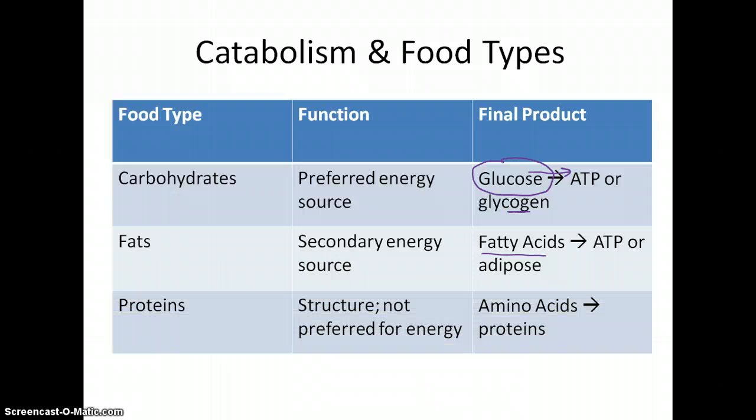And the final energy source, food type that we take in are proteins. And these aren't for energy. They can be used as energy, but they're really not ideal. They're more for a structural building block type of material. So the proteins that we eat get broken down into nutrients such as amino acids, and then they get rearranged in our body to make proteins like our hair and nails and teeth and skin and muscle and bone and things like that.